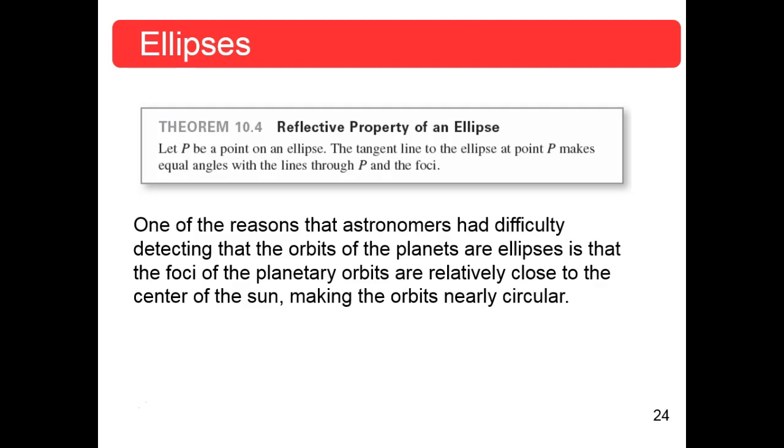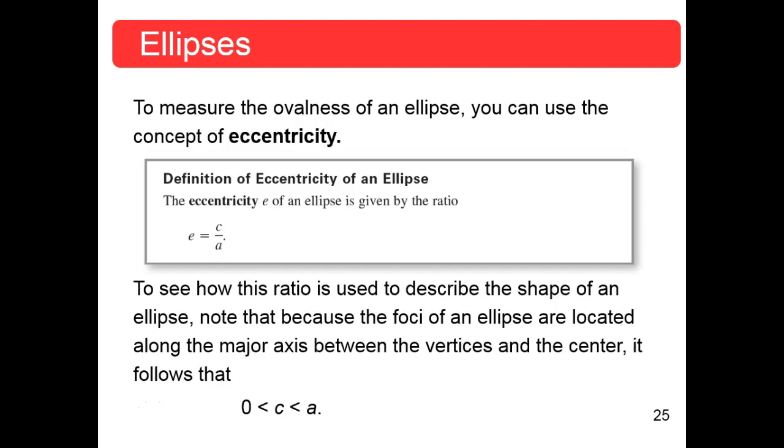Now, the reflective property of an ellipse: at P, any point on the ellipse, the tangent line to the ellipse at a point P makes equal angles with the lines through P and the foci. One of the reasons astronomers had difficulty detecting that planetary orbits are ellipses is the fact that the foci of the planetary orbits are relatively close to the center of the sun, making the orbits nearly circular. But they're never both at the center. They're close. To measure the ovalness of an ellipse, you use the term eccentricity. And here's the definition for that. Eccentricity is the ratio of c to a, where c is the square root of a squared minus b squared, and a is just a.